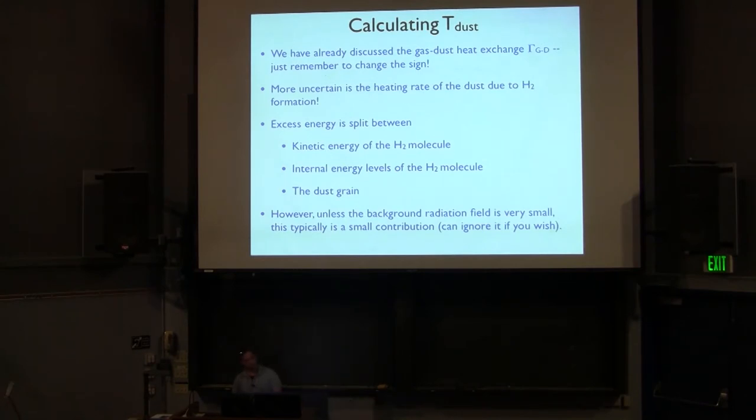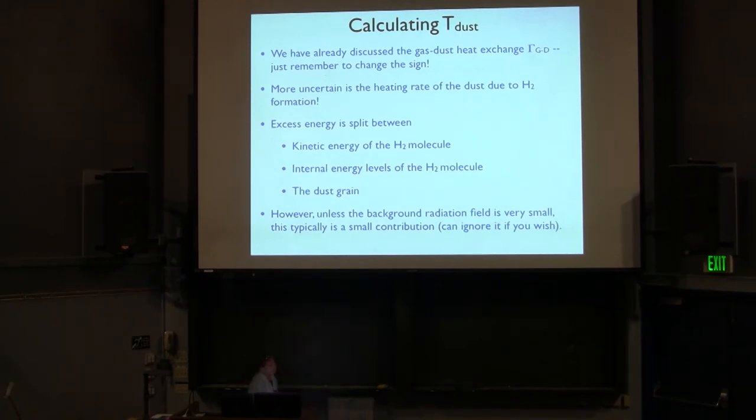So just to come back to this heating on the dust grains, for those of you who maybe fell asleep the other day, the excess energy from the H2 formation is split into these three different components, and like I say, each of them is fairly uncertain. Some of it goes into the kinetic energy of the H2 molecule itself, and so that then heats the gas. Some of it will go into the internal energy levels within the H2 molecule, and they can then be collisionally de-excited elsewhere in the cloud and heat the gas, or it can radiate away, depending on whether it gets collisionally de-excited or spontaneously de-excites. And then some of that energy goes into the dust grain. Remember, I said that energy that goes into the dust grain is very uncertain.